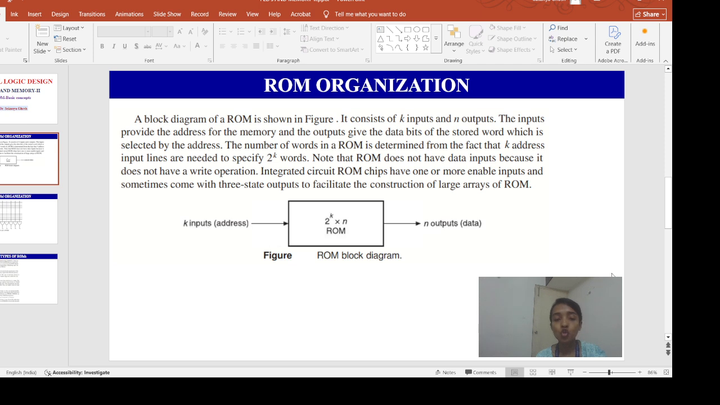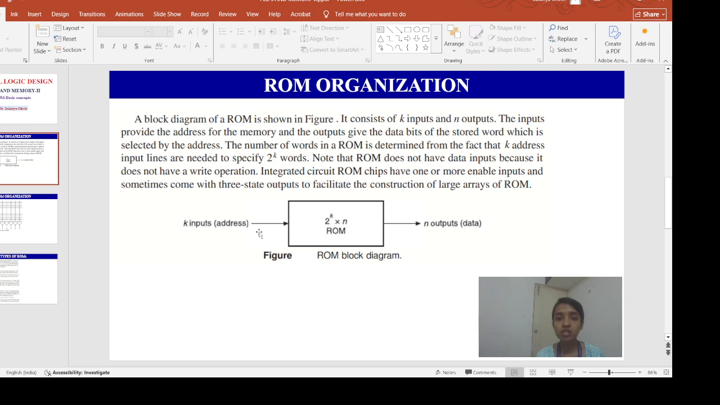ROMs are used to store information which is of fixed type, such as tables for various functions, fixed data, and instructions. Now, here we can see the block diagram of a ROM. It consists of k inputs and n outputs. These inputs provide the address for the memory, and the outputs give the data bits of the stored word which is selected by the address.